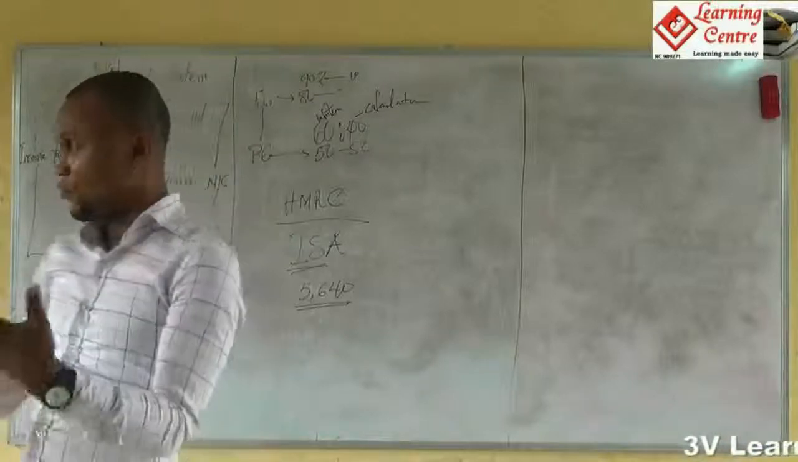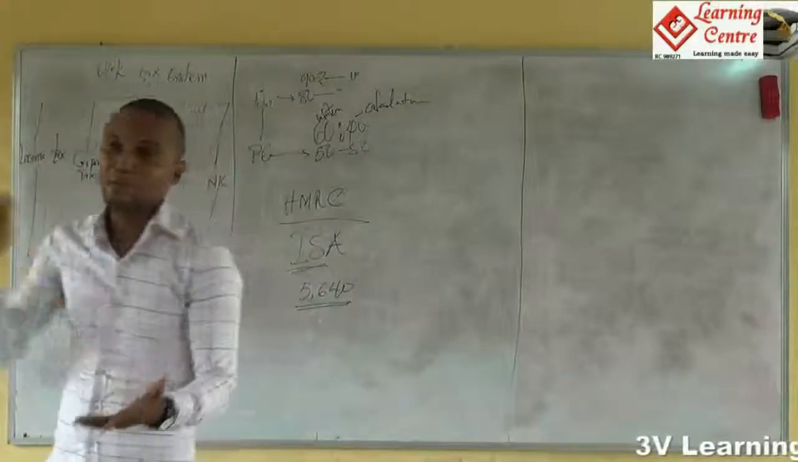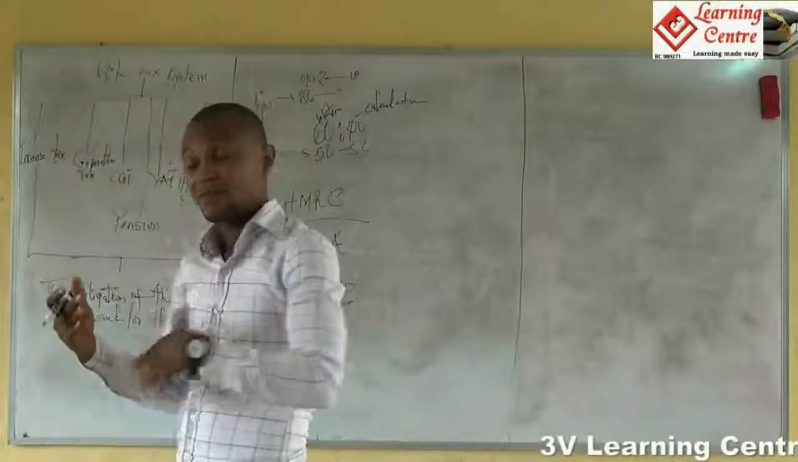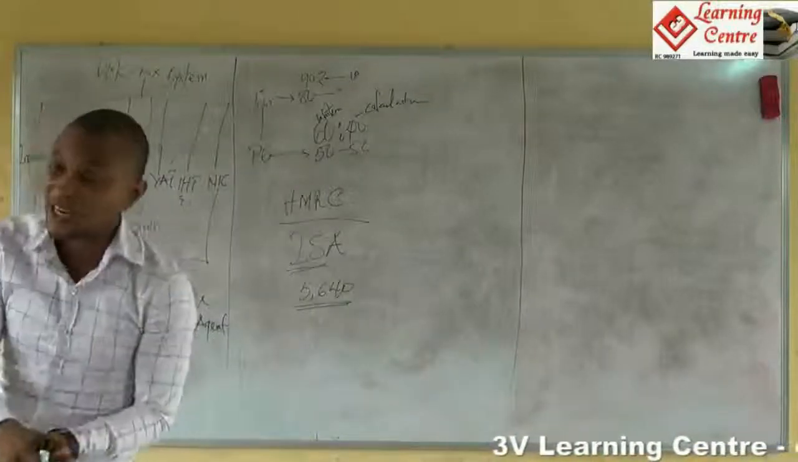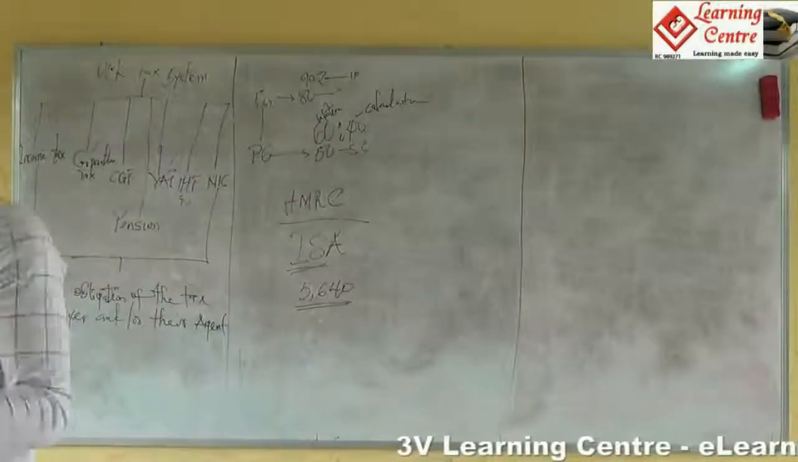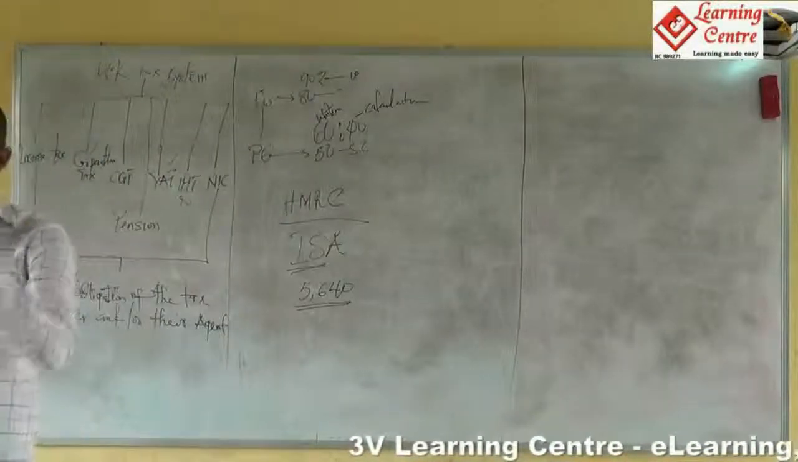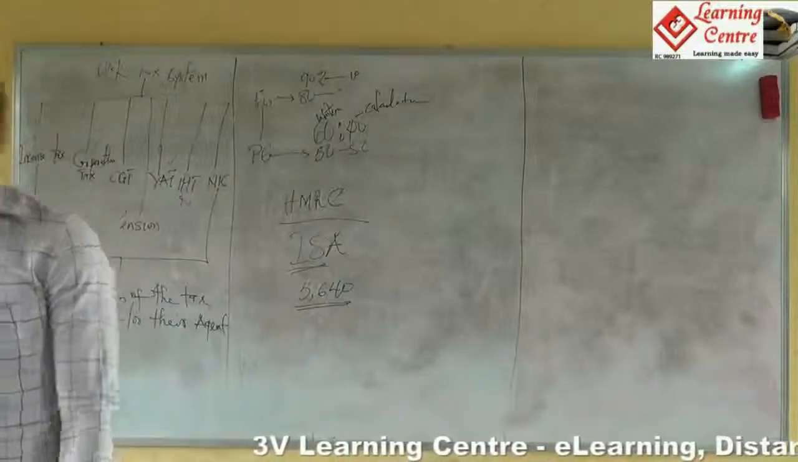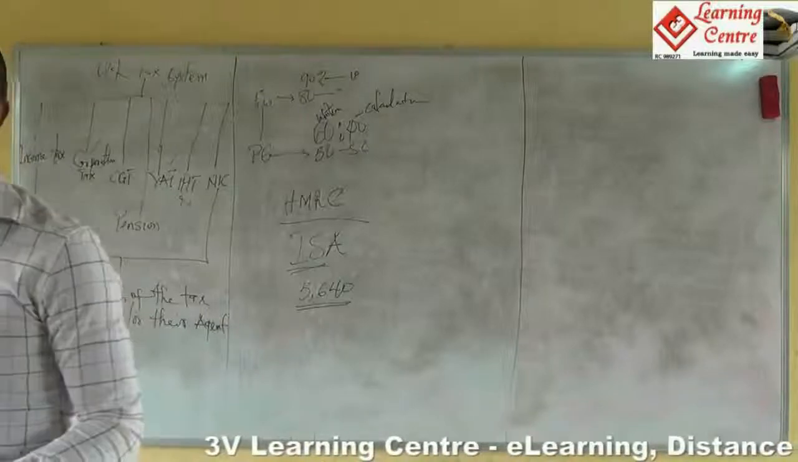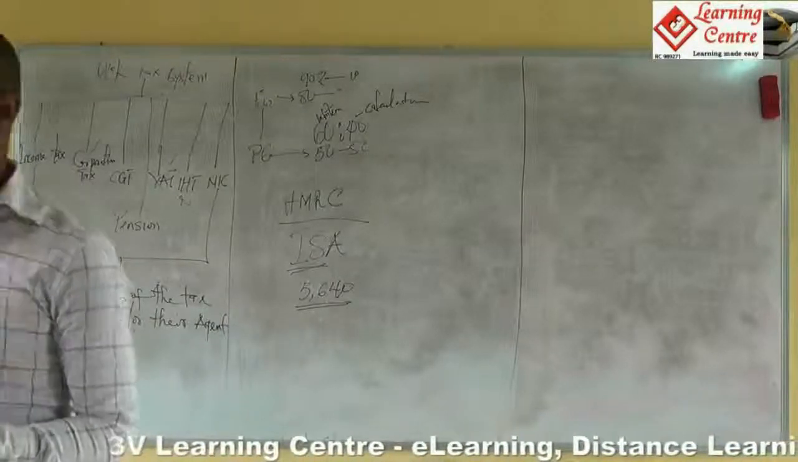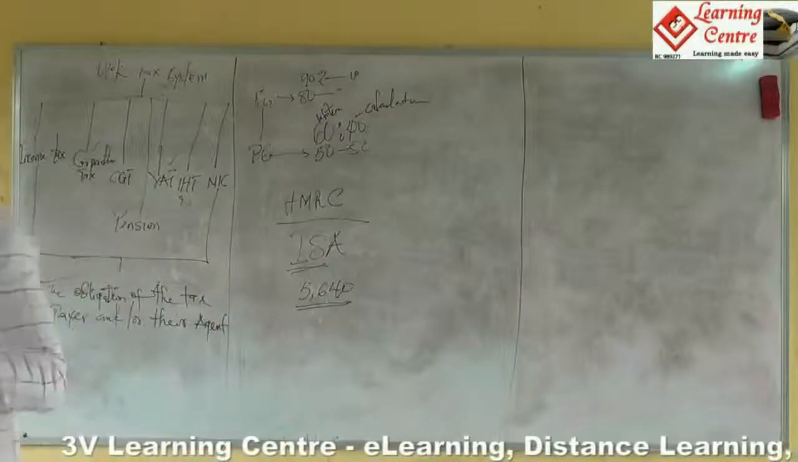Another thing that we just discussed is proportional tax and regressive tax. With proportional tax, you pay a particular percentage irrespective of your amount. Regressive tax has to do with the more you earn, the less you pay, which means the less you earn, the more you pay.